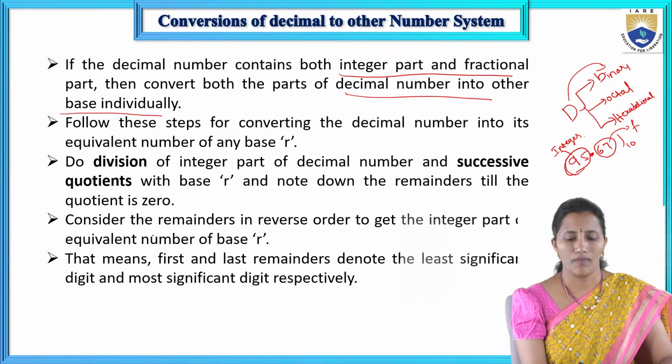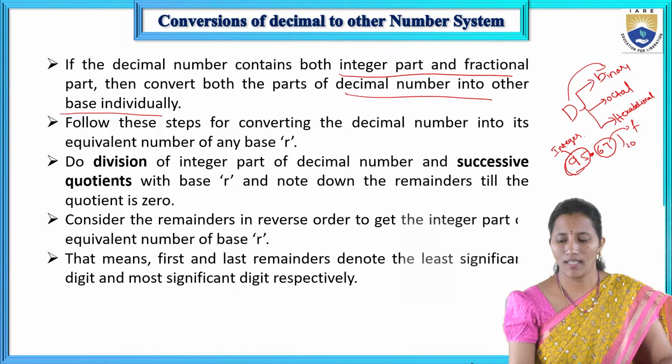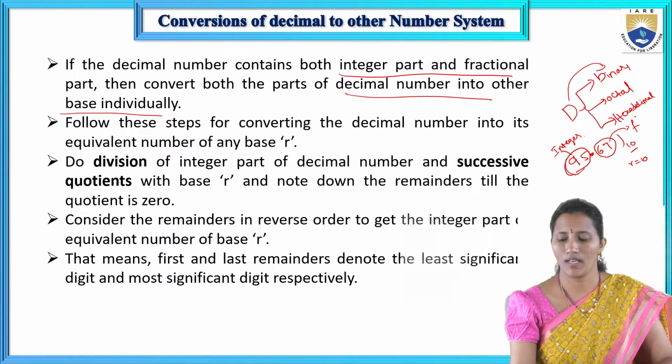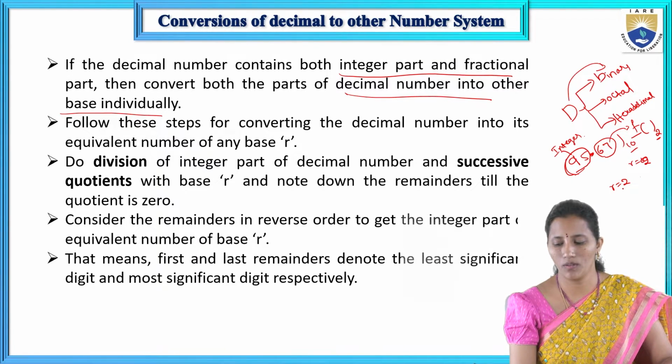First, what is the radix here? R is 10. Divide the integer part of the decimal number and successive quotients by base R, and note down the remainders till the quotient is 0. For example, I want to convert this into base 2, so R is equal to 2. The binary number radix r is equal to 2.